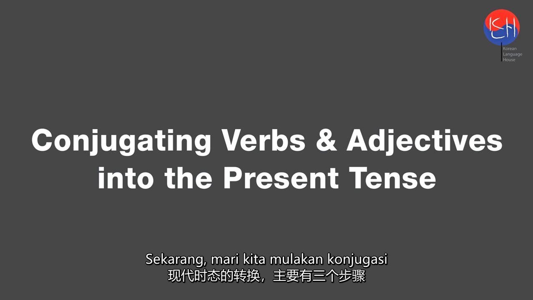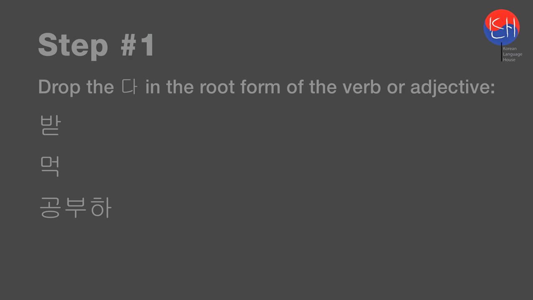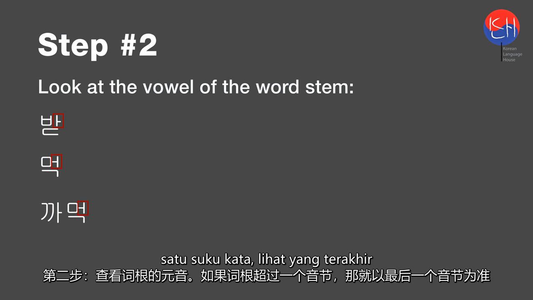Now let's get started on the conjugation. There are 3 steps. Step 1. Drop the ta in the root form of the adjective or verb. Step 2. Look at the vowel of the word stem. If there's more than one syllable, look to the last one.